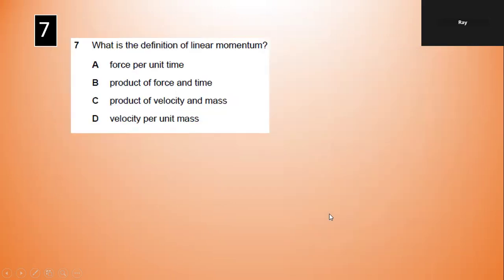This is memory work. Definition of linear momentum. Yep. Memory work. Definition.